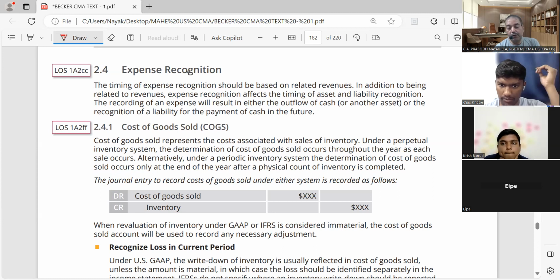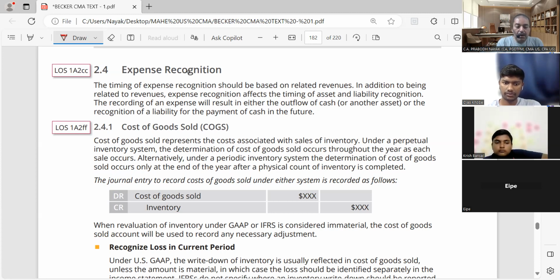That means if you are going to sell the goods, remember this, there will be two journal entries passed. One is for the sale of goods. If it is a credit sale, debit the accounts receivable, credit the sales revenue. If it is a cash sale, debit the cash and credit the sales revenue. That is the first entry that you will pass for sales. The second entry you have to pass, if the cost of the goods is given, is debit the cost of goods sold and credit the inventory, because inventory is being reduced. So to reduce the inventory, you have to credit the inventory account.